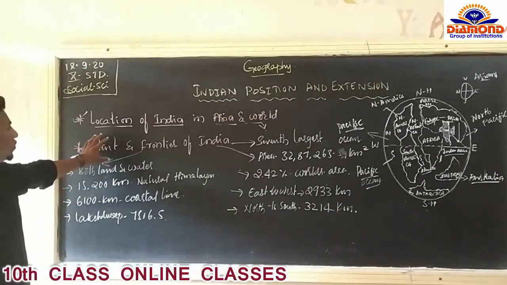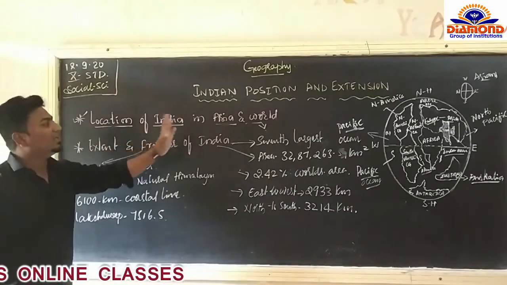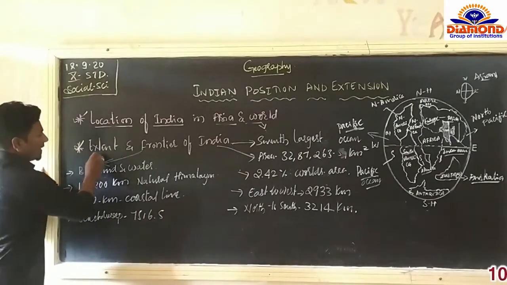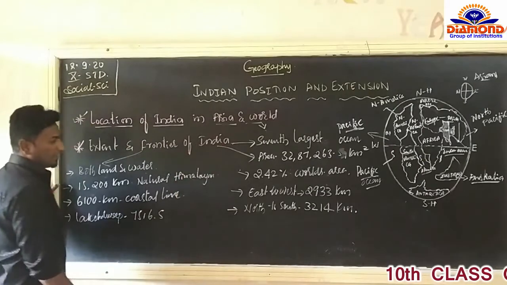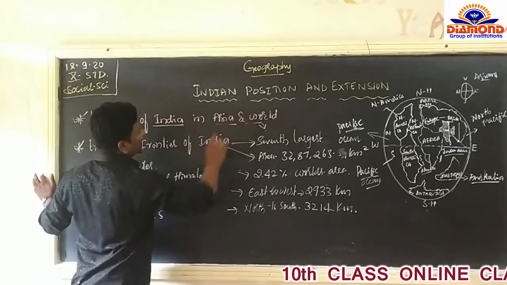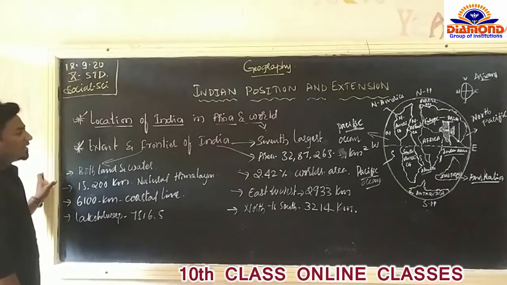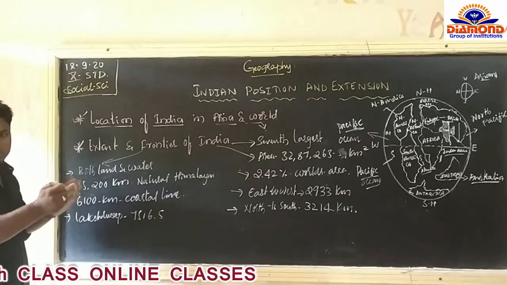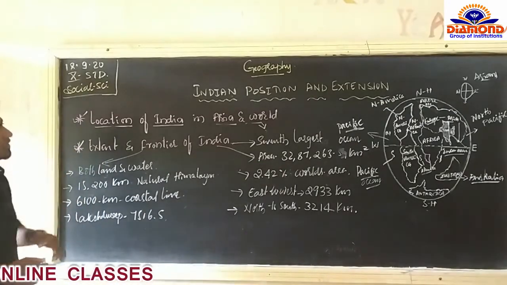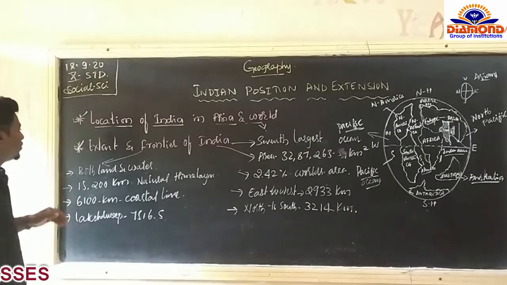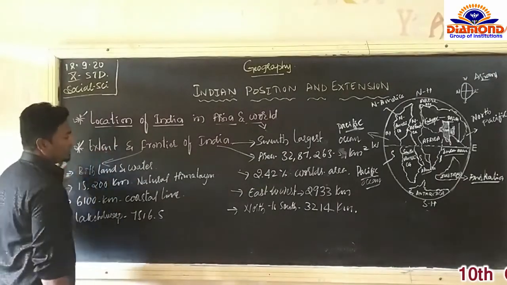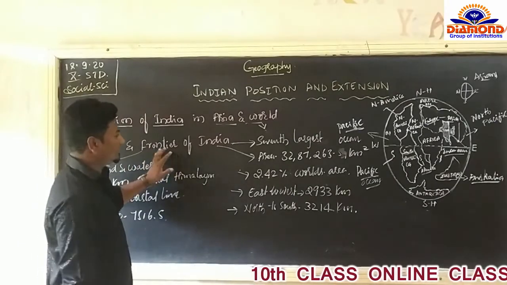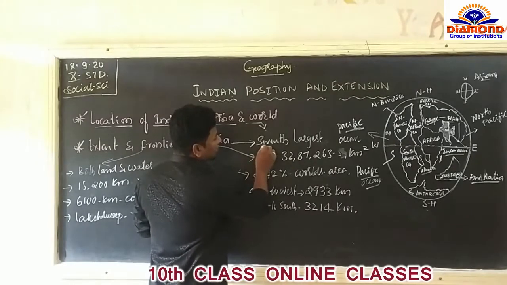Dear students, we heard about the location of India in Asia and the world. Now we are going to hear the second topic, the extent and frontier of India. After understanding the position, let us now understand how much India is expanded within the Asian continent. We will understand the extent first, then the frontier of India next. So this is the extent.